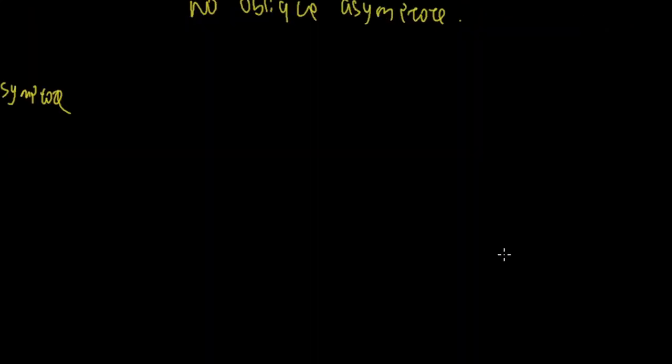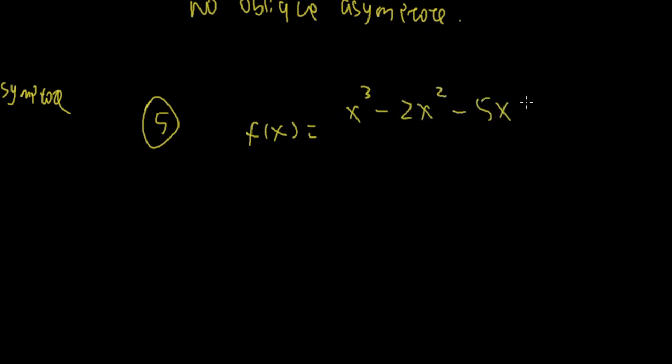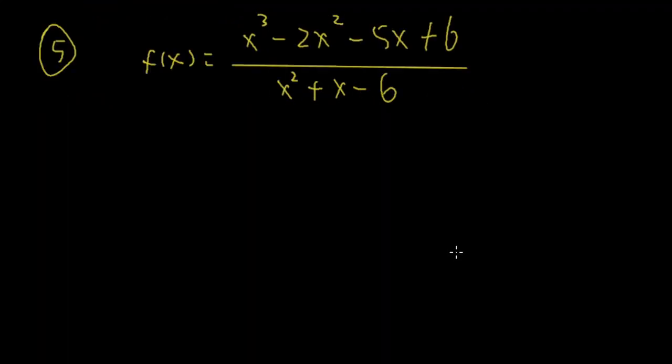Okay, example 5. f of x equals x cubed minus 2x squared minus 5x plus 6 divided by x squared plus x minus 6. In this case, the first thing we should do is factor both the numerator and the denominator, and see if we can cancel anything out.